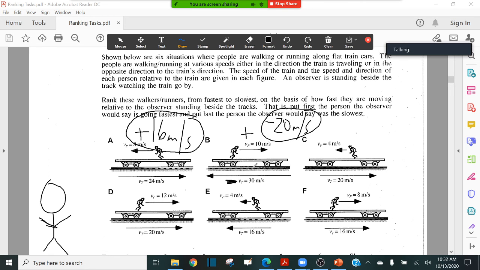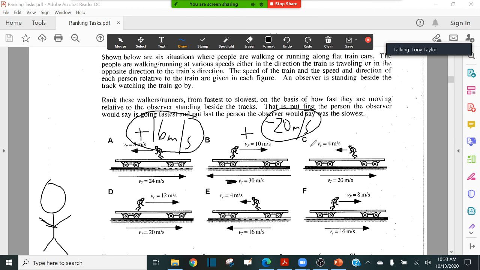So here's what this means. From this person's point of view, they see this person moving at 20 meters per second toward the west. That's what that negative means, toward the west. Okay. Let's do one more together.